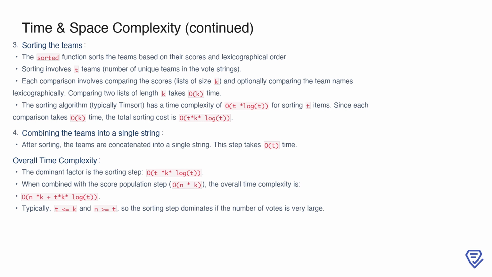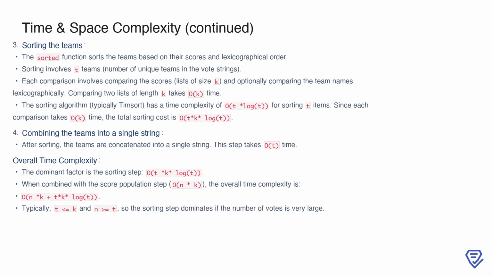Now, let's move to the sorting step. After populating the rank_scores dictionary, we sort the teams based on their scores and lexicographical order. Sorting involves T unique teams, where T is the number of distinct teams in the vote strings. Each comparison between two teams involves comparing their ranking scores, which are lists of size k. This takes k time per comparison.